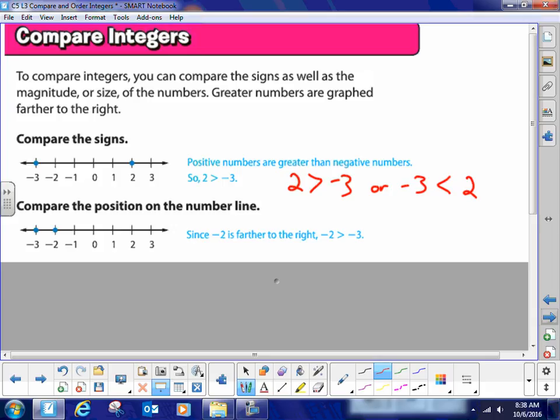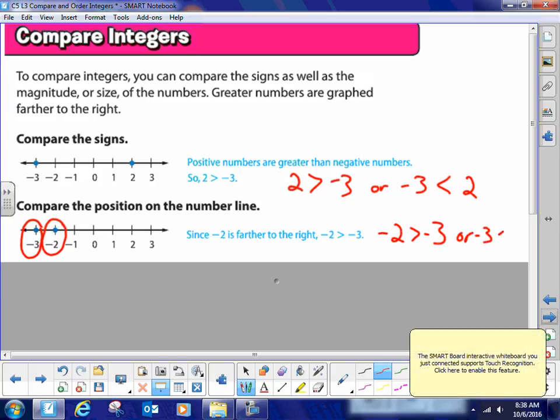Now this one says compare the position on the number line. Again, if you're working with negative 2 and negative 3, whichever one is farther to the right on the number line is greater. So negative 2 is farther to the right than negative 3, so negative 2 would be greater. And that is the same as negative 3 is less than negative 2. Remember, both those statements are true.